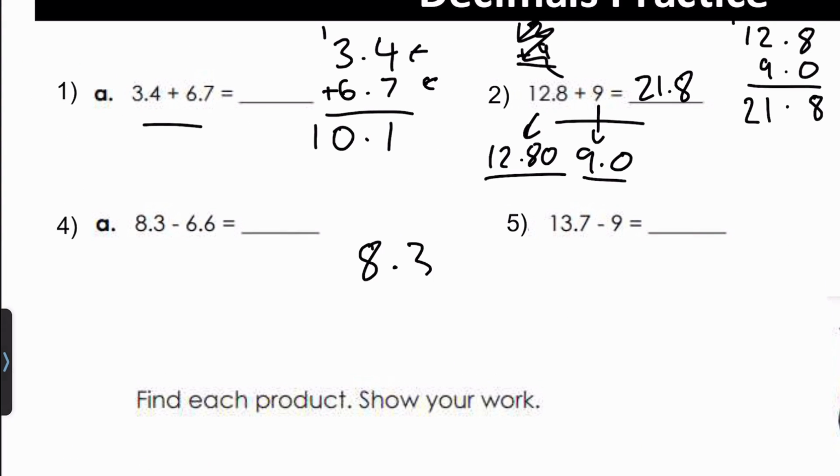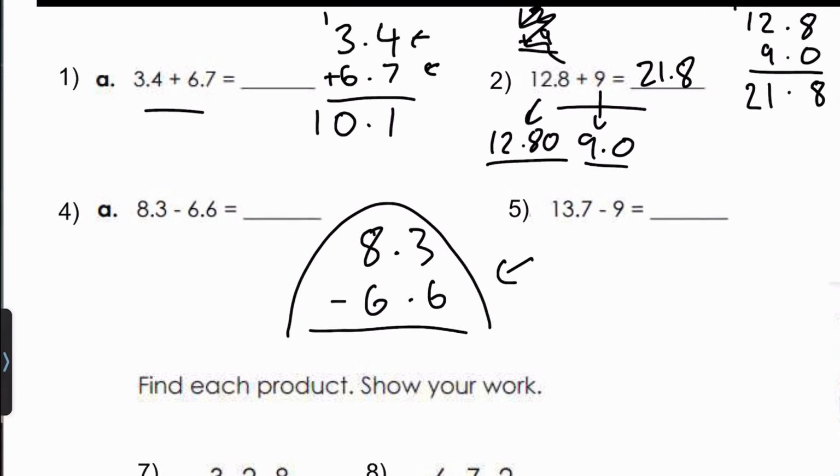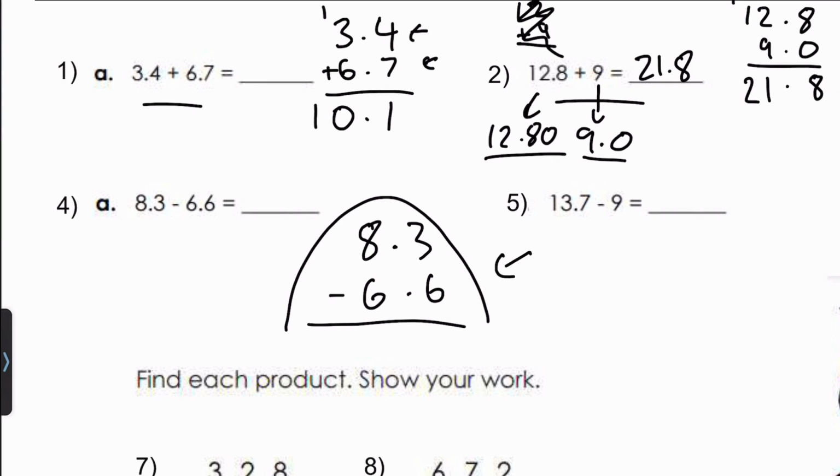Exact same thing for this. Line up the decimal points, then do your usual subtraction. I'm going to show you a quicker method because I'm sure you all know how to do this. What you can do is just look for the difference between 6.6 and 8.3. And what you'll be able to see quite quickly is if you add 0.4 to 6.6, you're going to get 7. And if you add 1.3 to that, you're going to get 8.3.